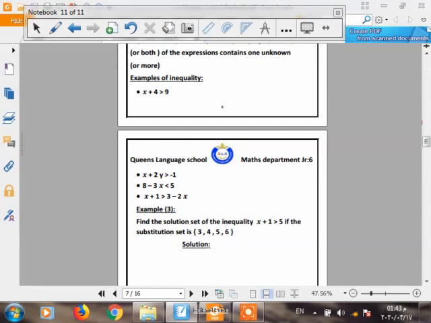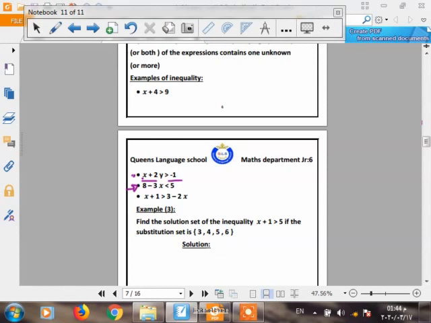Next one, x plus 2y greater than negative 1. It's also a mathematical statement. It contains 2 expressions with an inequality sign between them, which is greater than. On this side I have 2 unknowns, x and y. Next one, 8 minus 3x less than 5. It's a mathematical statement containing 2 expressions separated by an inequality sign. Look at this sign first. On the left side I have one unknown.